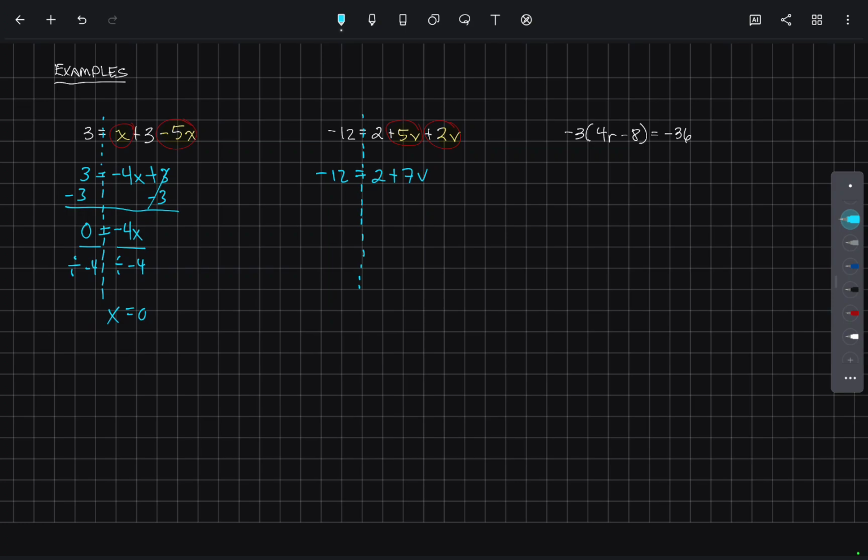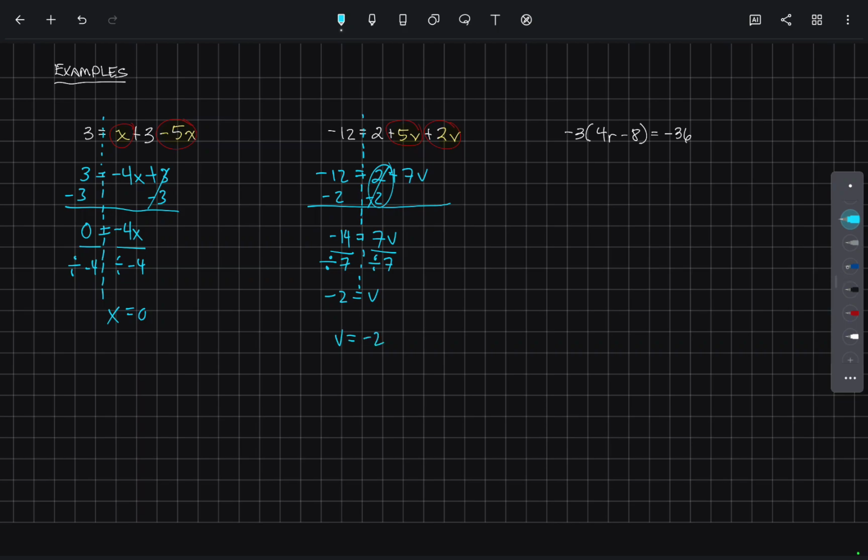How do I get rid of two positives? I take two positives away, or I add two negatives to create a 0 pair. That's going to go away, creating a 0. Negative 12 plus negative 2 is negative 14 equals 7v. A number next to a letter means multiply. Inverse of multiplying by 7, dividing by 7. v equals negative 14 divided by 7, which is negative 2. Variable first, v equals negative 2.